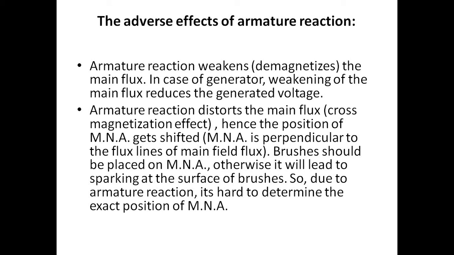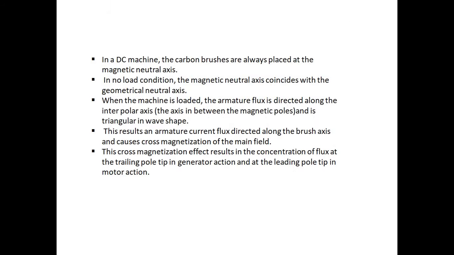Hence, the position of MNA gets shifted. MNA is perpendicular to the flux lines of the main field flux. Brushes should be placed at the MNA, otherwise it will lead to sparking at the surface of the brushes. So due to armature reaction, it is hard to determine the exact position of the magnetic neutral axis. In a DC machine, the carbon brushes are always placed at the magnetic neutral axis.